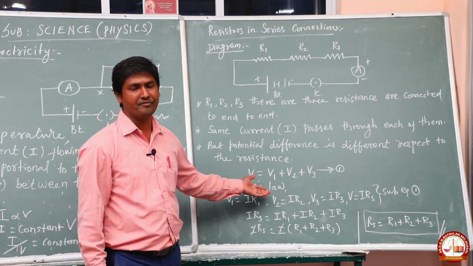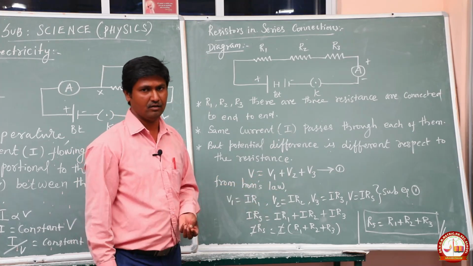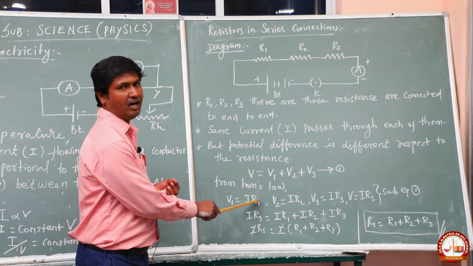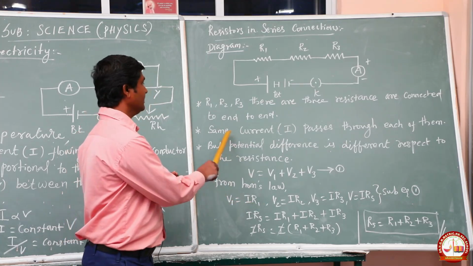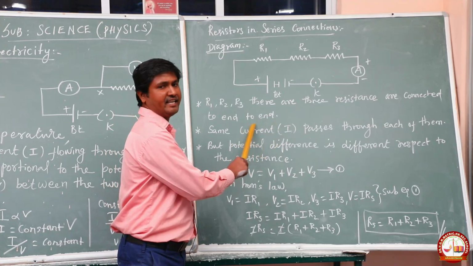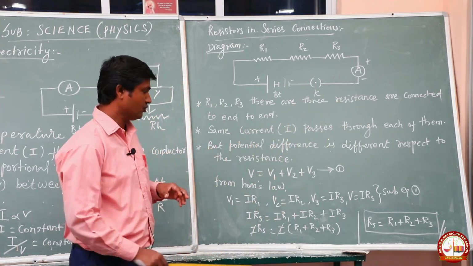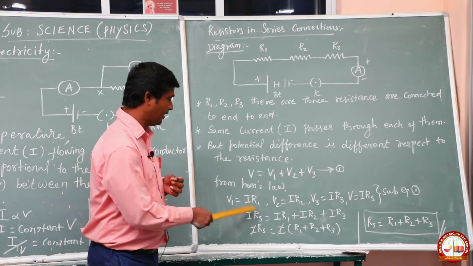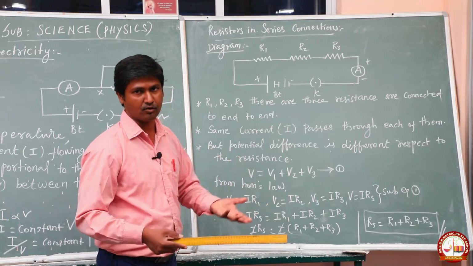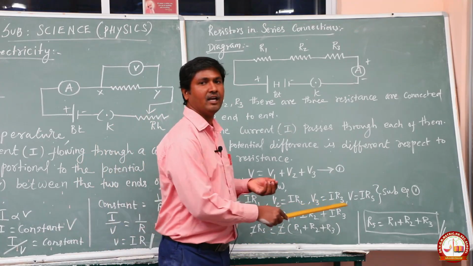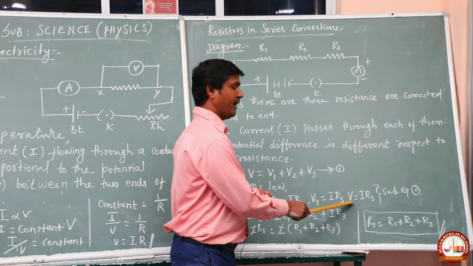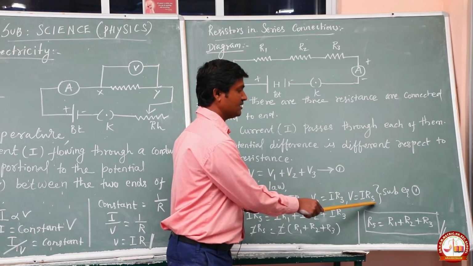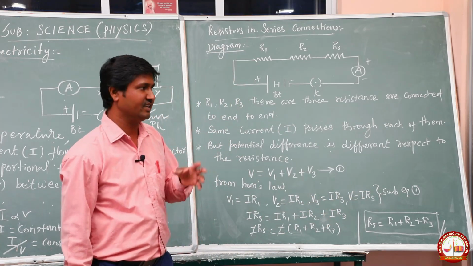From Ohm's law, you know, V is equal to IR. Ohm's law formula, V is equal to IR. So V1 is equal to IR1. I is common, the same current passes through each of them, not different. So V1 is equal to IR1, V2 is equal to IR2, V3 is equal to IR3, and V is equal to IRS. See, RS, this is resistance in serial connections.